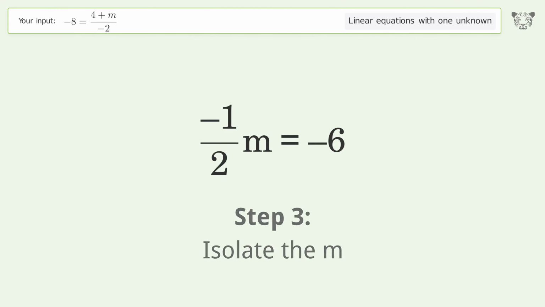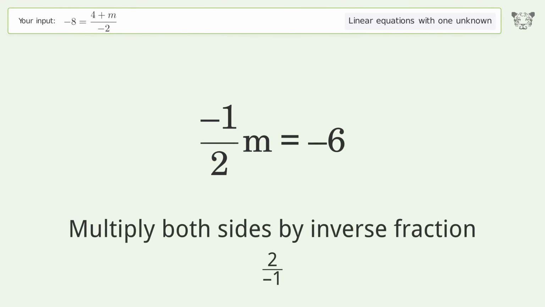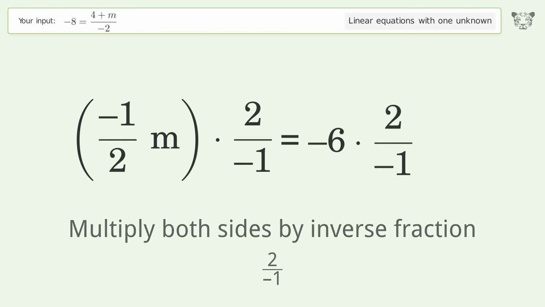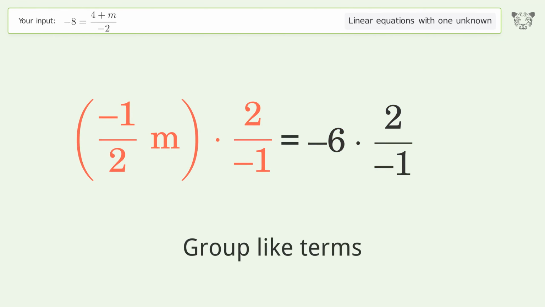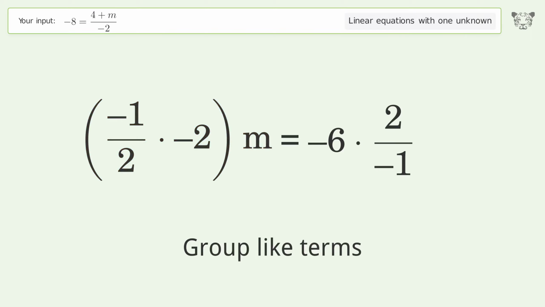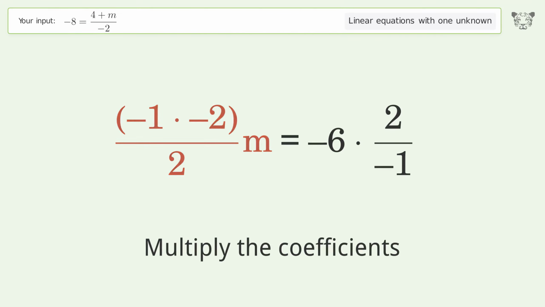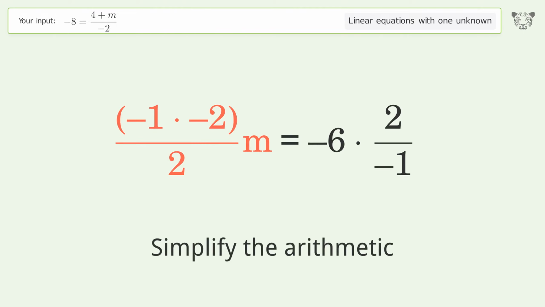Isolate the m. Multiply both sides by inverse fraction 2 over -1. Group like terms. Multiply the coefficients. Simplify the arithmetic.